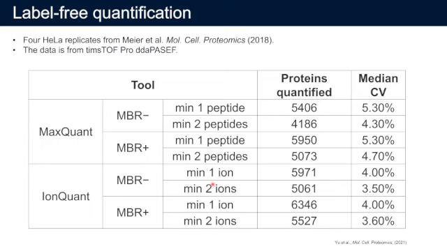Then we have a similar parameter for IonQuant, and the apple-to-apple comparison shows that IonQuant can always quantify more proteins and with better CV compared to MaxQuant. So this is kind of a benchmarking of its precision.